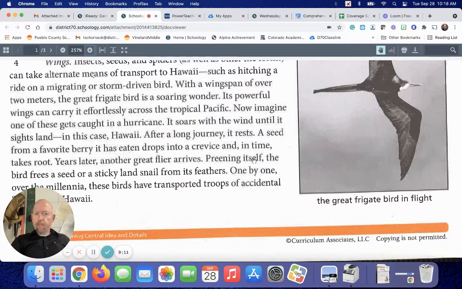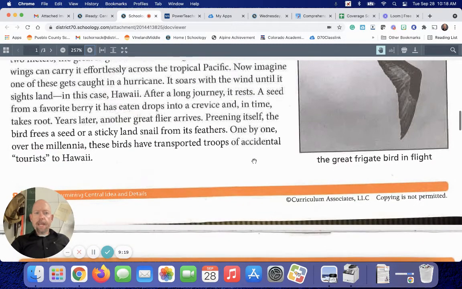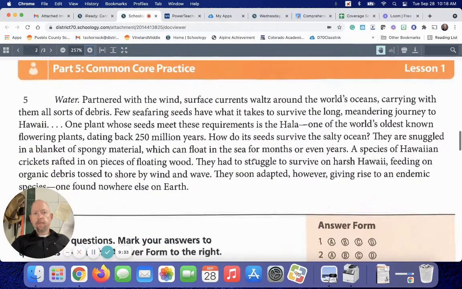A seed from a favorite berry it has eaten drops into a crevice and in time takes root. Years later, another great flyer arrives, preening itself. The bird frees a seed or a sticky land snail from its feathers. One by one, over millennia, these birds have transported troops of accidental tourists to Hawaii. Water.